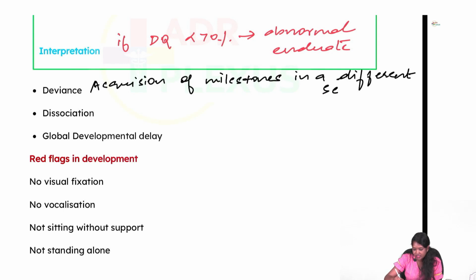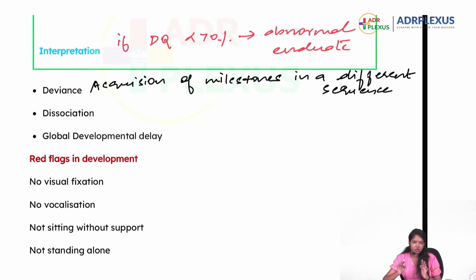In a different sequence. Example, there is a spastic cerebral palsy child. Spastic CP means there is so much spasticity in the limbs. So this child, without sitting, can directly go stand and walk. Because of spasticity, the baby will not sit. Directly, the baby will start to walk and stand. So here what is happening? One milestone is skipped. The order is not followed. Then you will call it as deviance. Deviation in the usual order is called deviance.